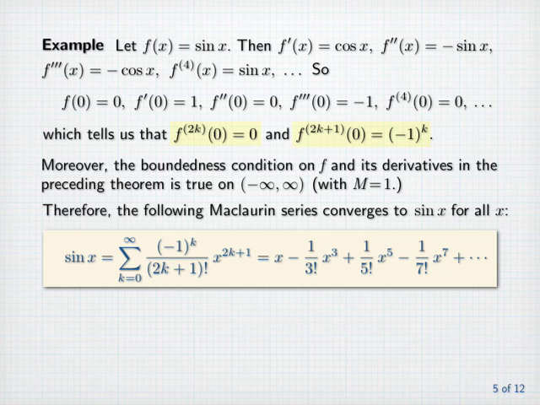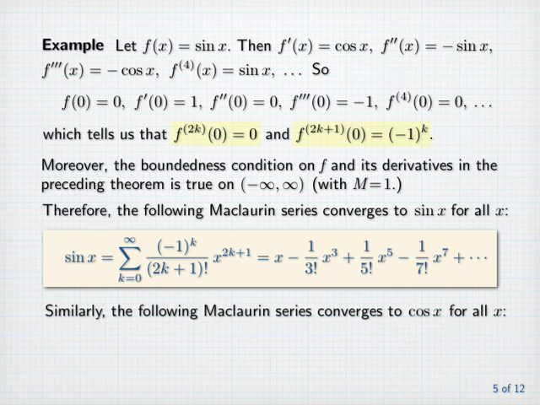Notice that formula gives us only the odd-ordered terms, x minus 1 over 3 factorial x cubed plus 1 over 5 factorial x to the 5th minus 1 over 7 factorial times x to the 7th, and so on. For the function cosine x, we would have found that all of the odd-order derivatives at 0 equal 0, while the even-order derivatives at 0 equal plus or minus 1. And so the following Maclaurin series converges to cosine x for all x.